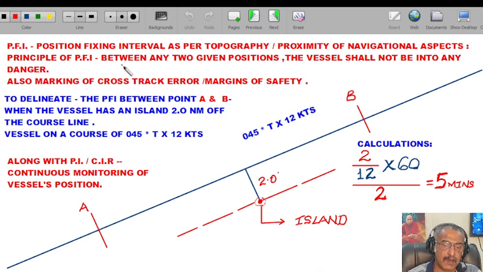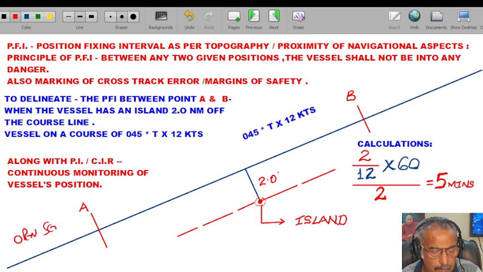So the example I've chalked out here is between point A and B. Let's say prior to point A, you are in open sea. Let me mark it here for everyone's benefit, that you are in open sea over here. And again, when you exit this passage, you are again going to open sea.